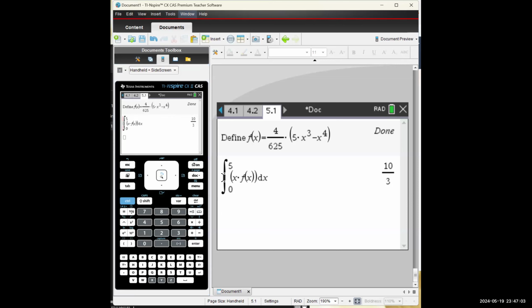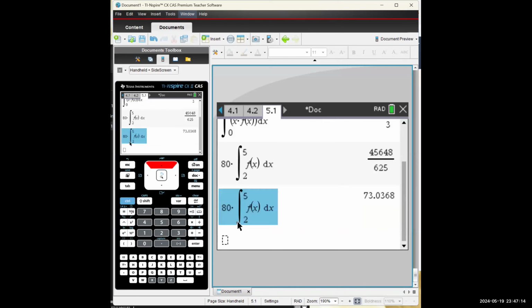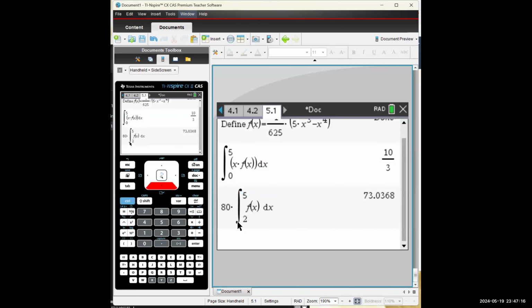The next part, make sure you calculate the probability, so you don't need to multiply by this x here. What you're going to do is multiply by 80 the integral from 2 to 5. The closest answer is 73.0368, so 73 butterflies. 73 butterflies, okay?